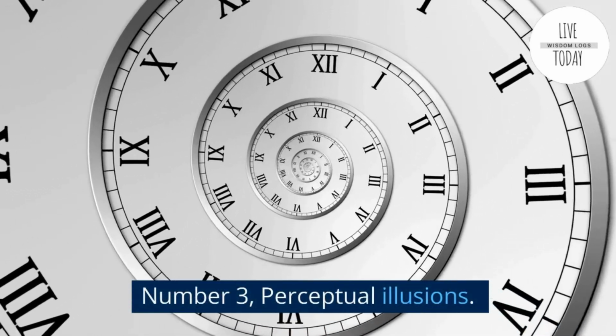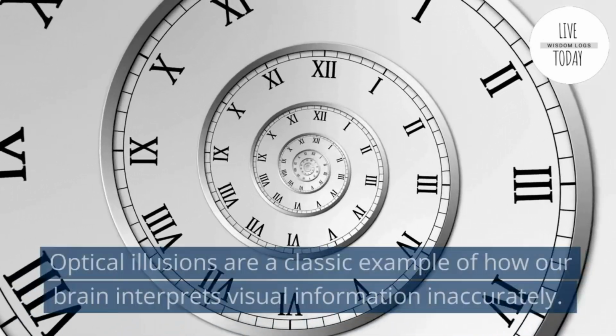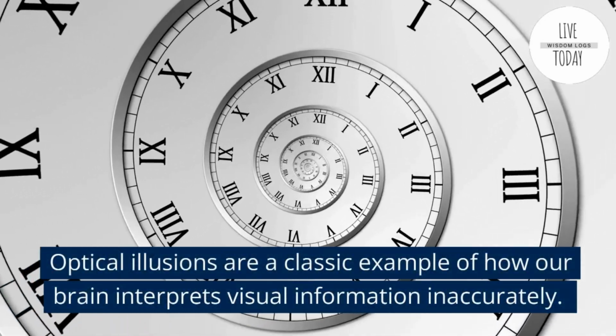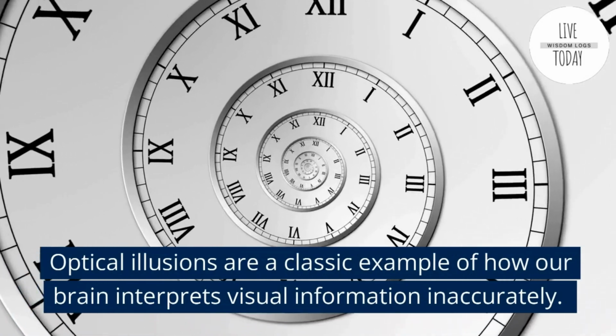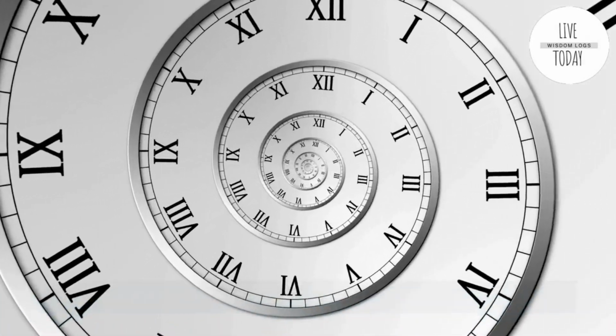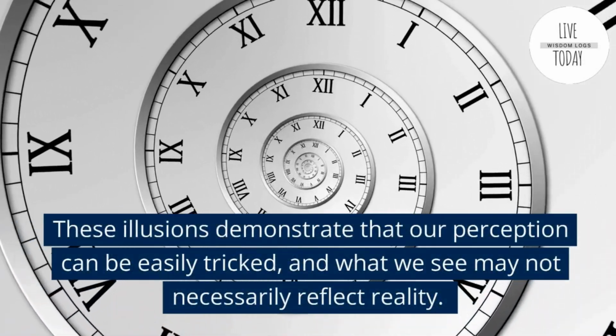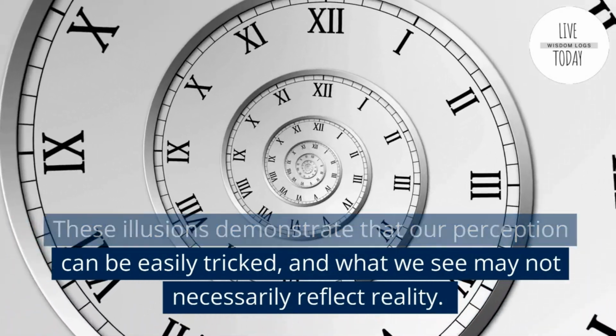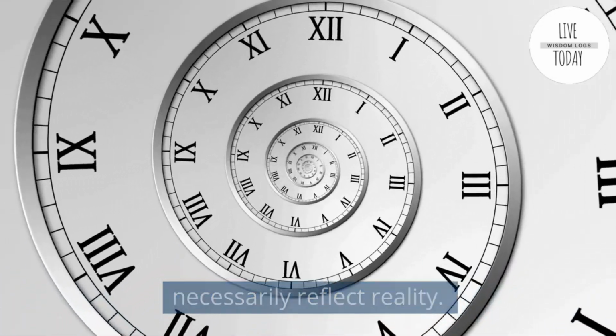Number 3. Perceptual illusions. Optical illusions are a classic example of how our brain interprets visual information inaccurately. These illusions demonstrate that our perception can be easily tricked, and what we see may not necessarily reflect reality.